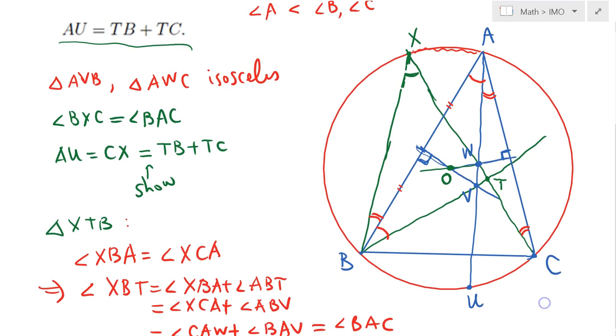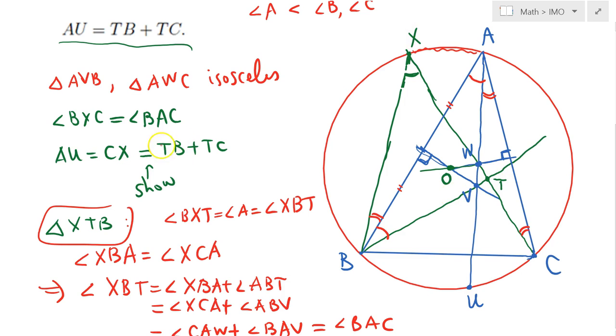So therefore, in triangle XTB, both angles, let me write it down here, angle BXT is equal to angle A, which is also equal to angle XBT, suggesting that triangle XTB is in fact an isosceles triangle, and as such XT is equal to BT.